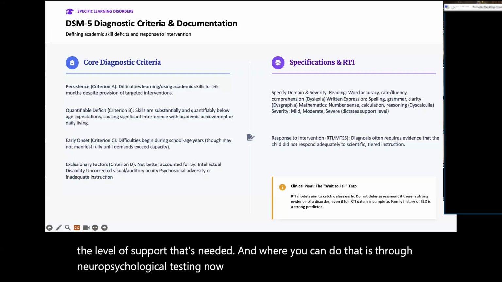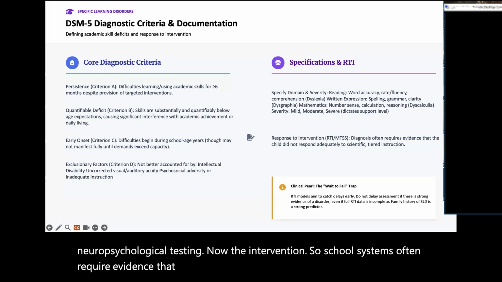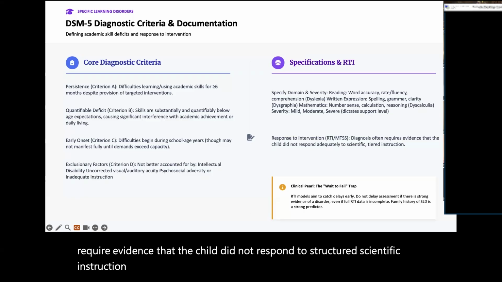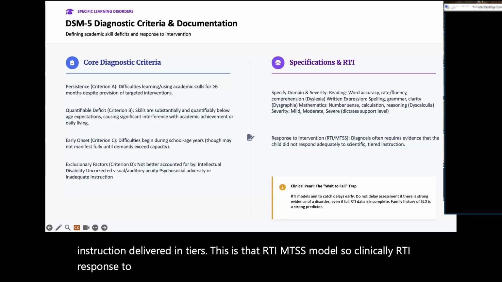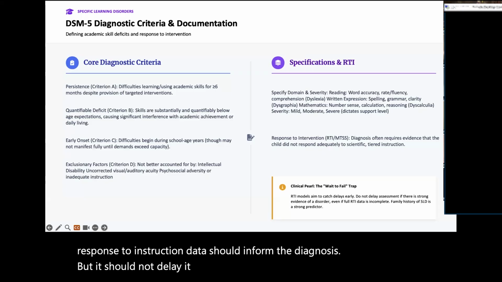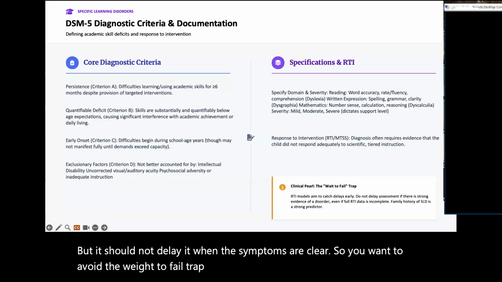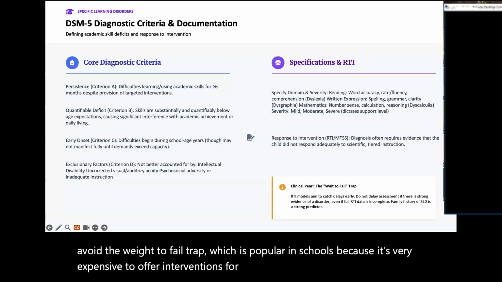Now, the intervention. So school systems often require evidence that the child did not respond to structured scientific instruction delivered in tiers. This is that RTI MTSS model. So clinically, RTI, response to intervention data, should inform the diagnosis, but it should not delay it when the symptoms are clear. So you want to avoid the wait-to-fail trap, which is popular in schools because it's very expensive to offer interventions for this. And so they create this wait-to-fail trap.